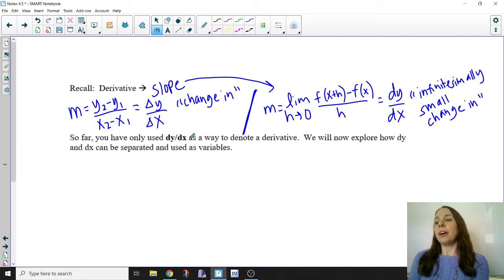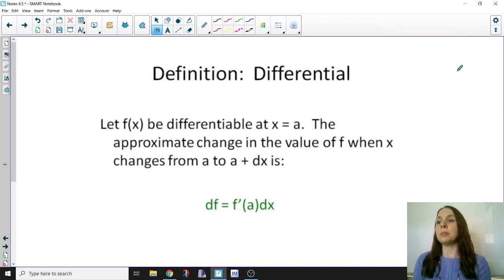Okay, so far you've looked at this dy over dx notation as just that. It's just been notation. It's been a way to denote a derivative, and that's really what it is. However, we can use dy and dx separate as variables, and we can use them to approximate change in a function. Now, this is just an approximation technique. It is not exact, and so that's why I say dy over dx is a notation, but we can look at it as something else if we want to approximate change. And that's called using differentials.